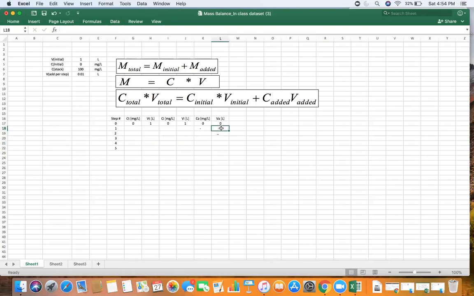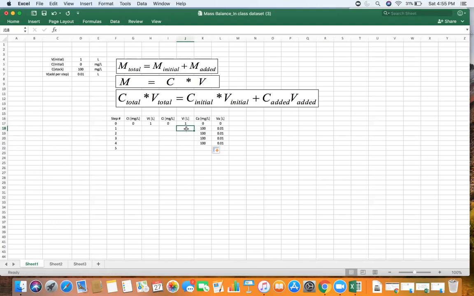For our next time step, we see that we are adding 0.01 liter and this will be the same for each time step. So we can go ahead, if you want, and drag this cursor down just to add all of our values. The same goes for concentration stock that we add, which is 100 milligrams per liter. And we can go ahead and drag this down.